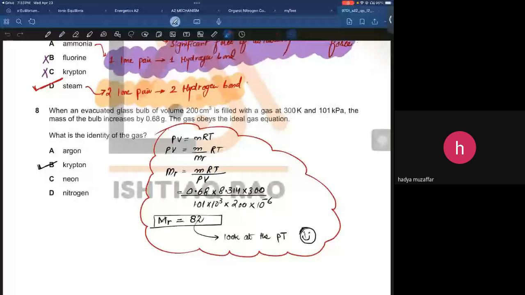So then you will go to the periodic table and you will see the mass of krypton. I believe that would be 82. So that's why this option is correct. Okay, so you can do this question in this manner. Easy.